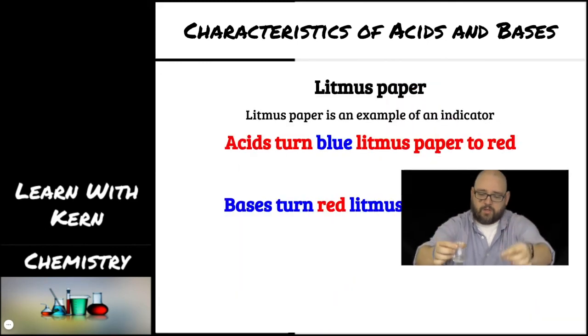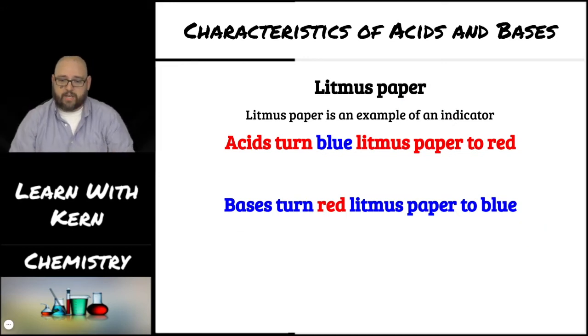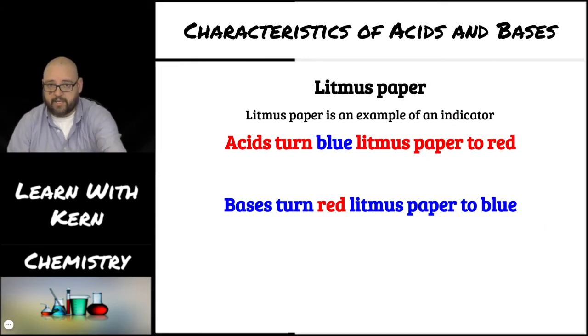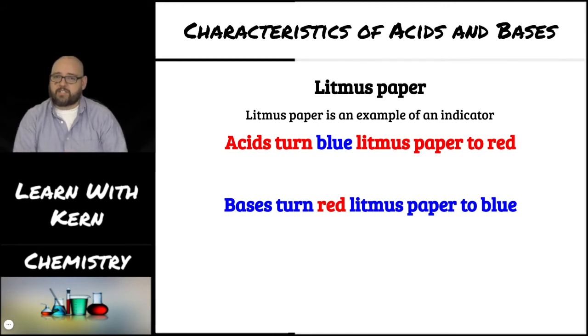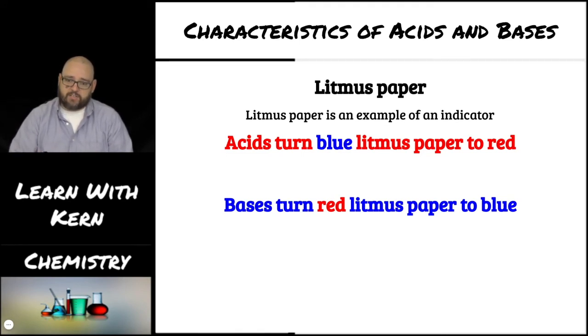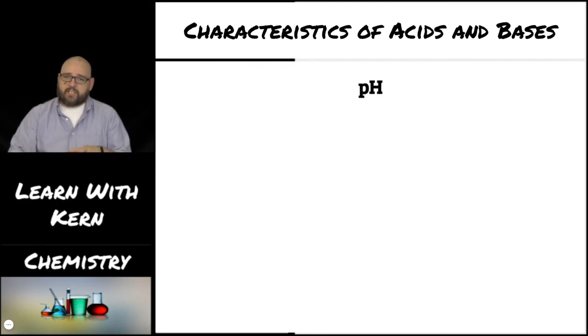So an acid will turn blue litmus paper red, and in a base, red litmus paper will turn blue. You kind of have to test both of them, red and blue, to know if it's an acid or base. You put the red in there and see if it changes color. If red turns to blue, it's a base, and if your blue turns to red, then it is an acid. Now, pH is another way that we can tell if something is an acid or base.